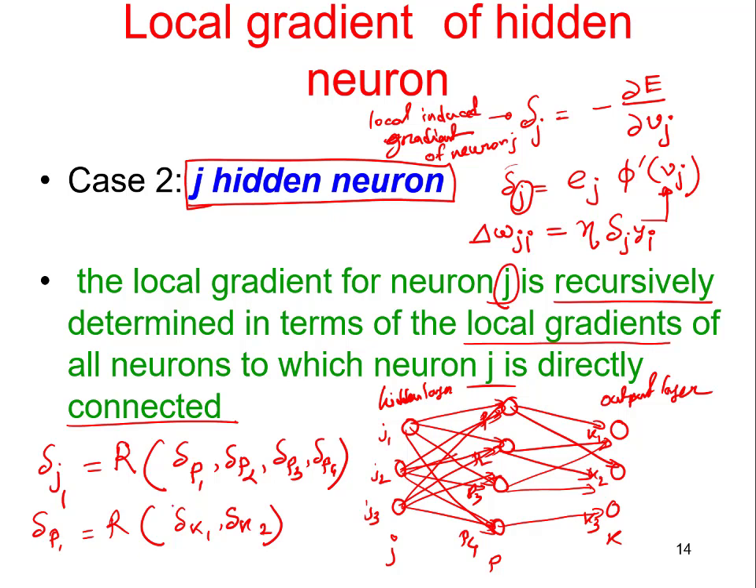First the k1 terms will be computed, and we already know the value of delta k1. Delta k1 is nothing but the error of k1 times phi prime of vk1. That is the output layer's computation. So delta k will be replaced in the recursive function, some computations will be performed in it, and for that it will go to the upper layers.